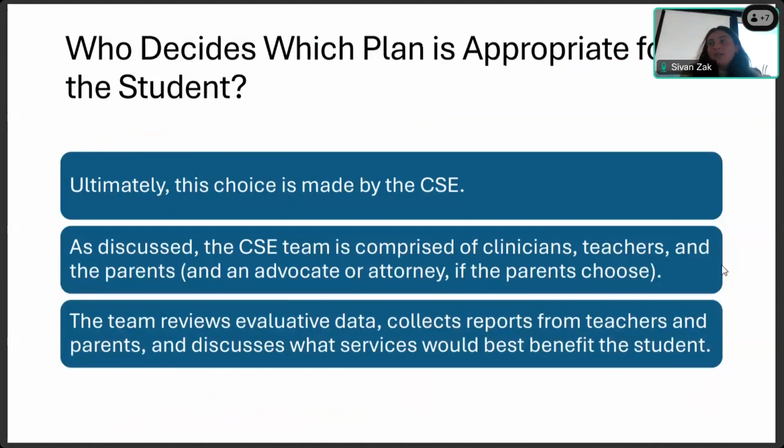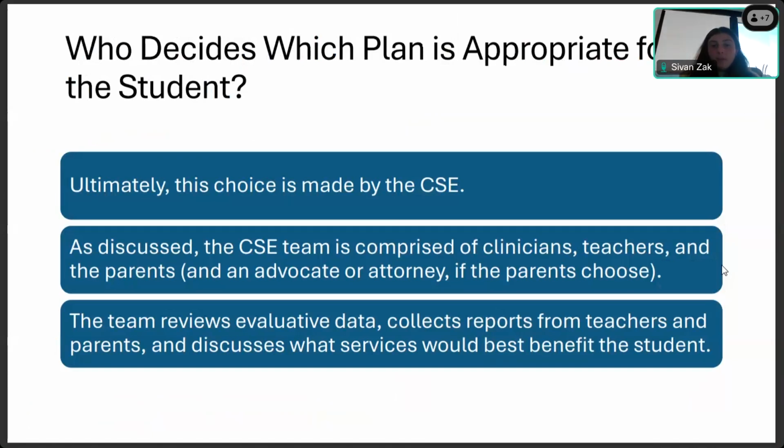So who ultimately decides whether a 504 plan or an IEP is appropriate for the child? This choice is made by the Committee on Special Education. If you have a child with a disability, you've probably been through this process. You know what it's like. You meet with the CSE, everyone kind of goes around the room and discusses what they think is best, talk about the child, and go through evaluative data. If recent evaluations have been done, you'll go through those, and everyone sort of discusses what they think is best for the child. If an IEP is chosen, obviously you'll go through the whole process I just discussed with the classification, the services, accommodations, making sure all of that is squared away.